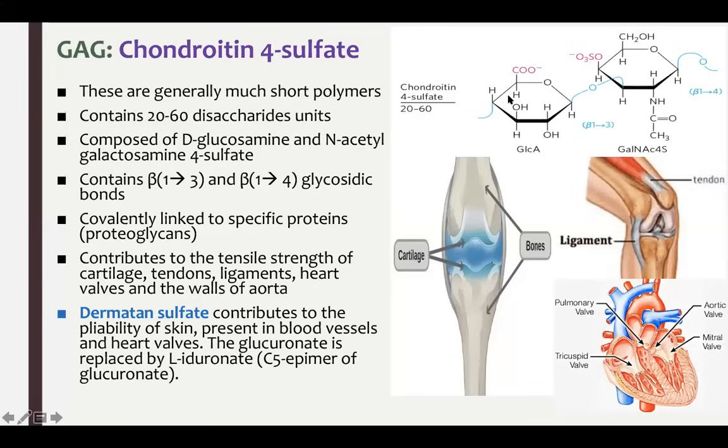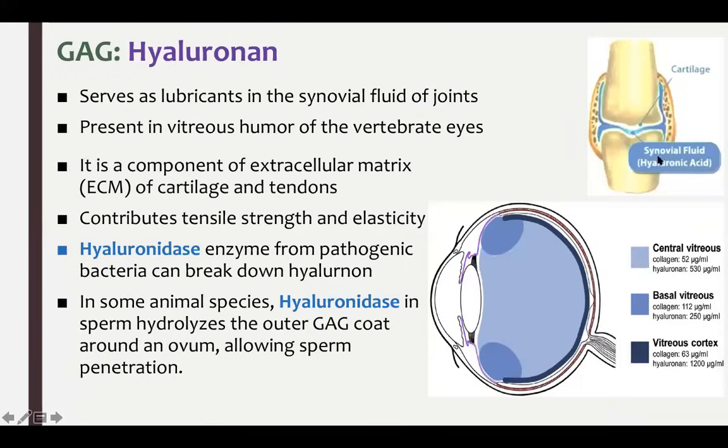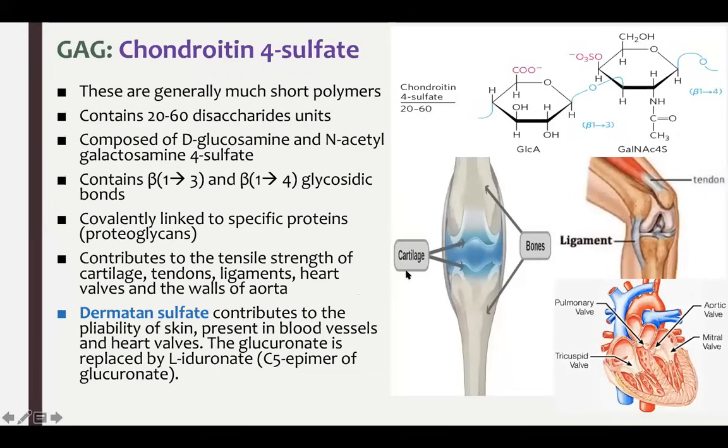Usually the chondroitin 4-sulfates are attached to some specific proteins, thus they can be termed as proteoglycans. We will discuss later about the proteoglycans. Okay, we have seen that the hyaluronic acid is found in the synovial fluid and cartilage, and chondroitin 4-sulfate is found mainly in the cartilage and bones. They are also found in the tendon and the ligament, and also in the valves of the heart, and also in the aorta.